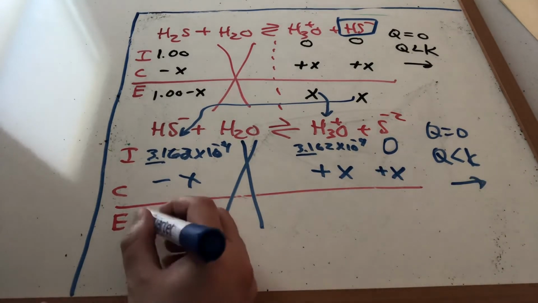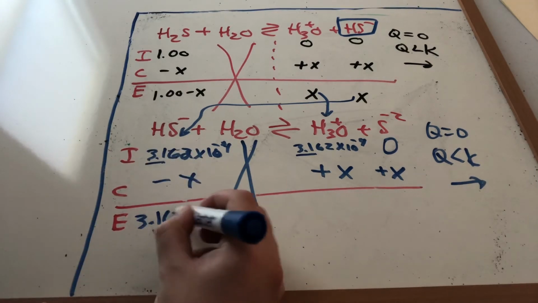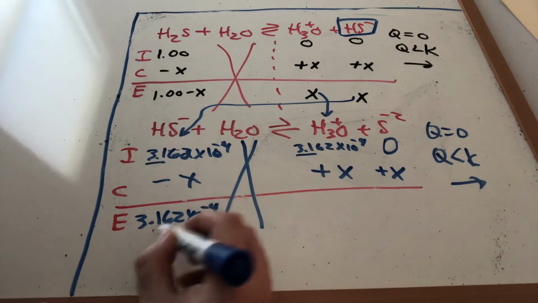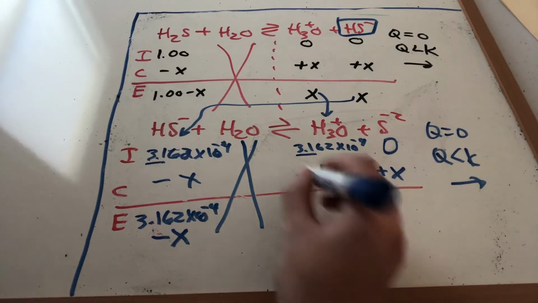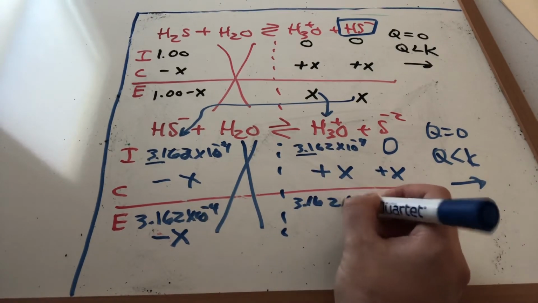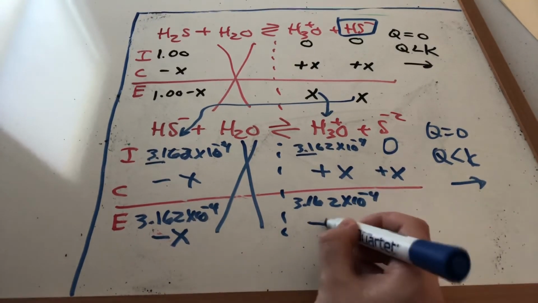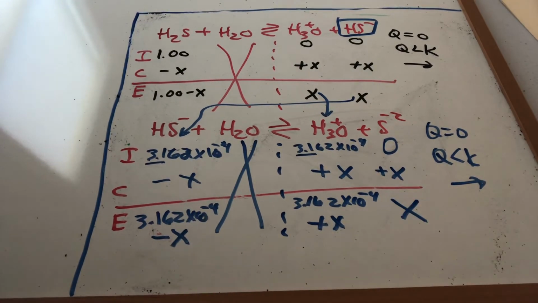All right. So this E right here is 3.162 times 10 to the minus 4th minus X. This E right here is 3.1622 times 10 to the minus 4 plus X. And this right here is our X.